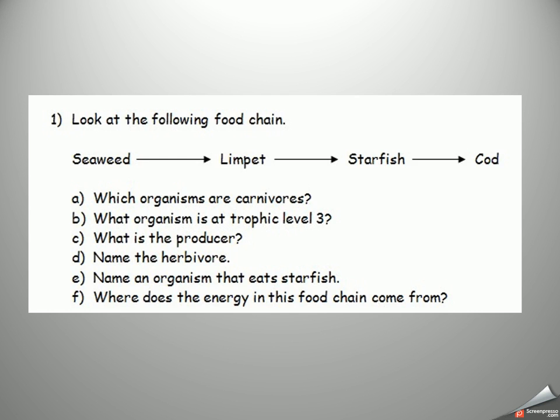Okay, name the herbivore. A herbivore is one that eats herbs, so that is going to be the limpet, herbs being any kind of plant or plant organism. Name an organism that eats starfish. Right here, what eats the starfish? It's going to be the cod because the energy is going that way. Where does the energy in the food chain come from? It comes from the seaweed, which comes from the sun, because the seaweed, again, is the producer.